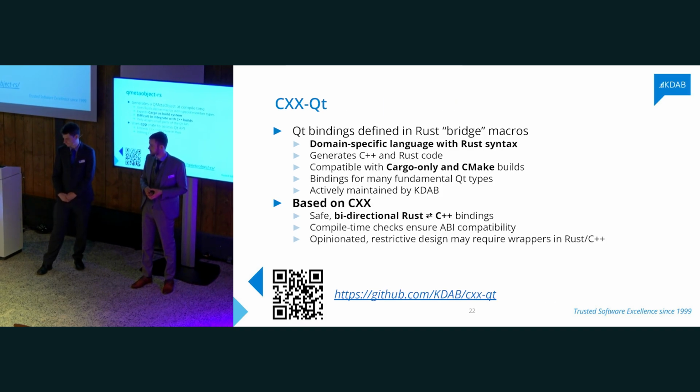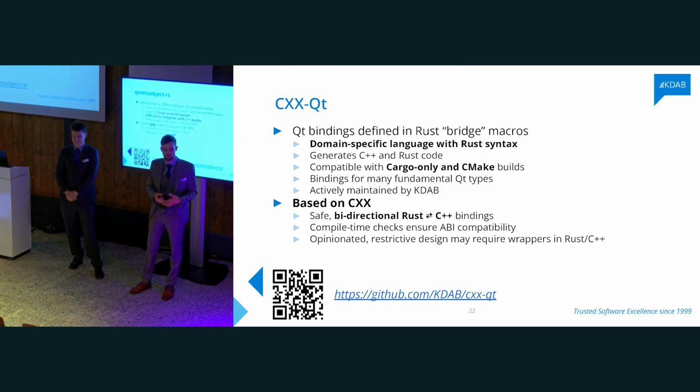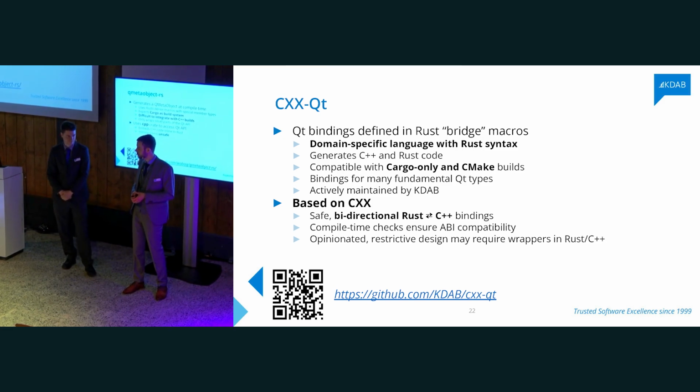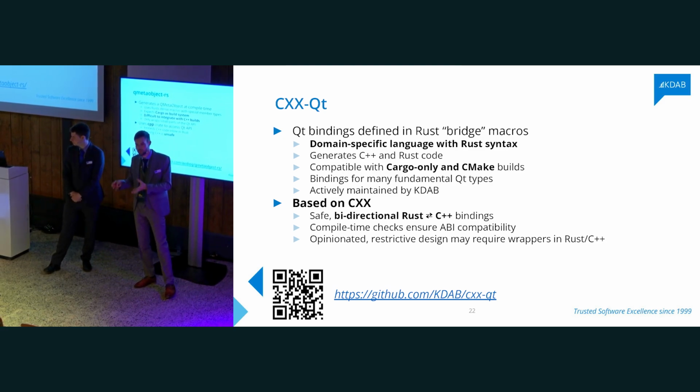Well, there's also QMetaObject.rs, which is yet another approach to the second question of how do we build moc for Rust. And what they really started doing is putting the API inside of Rust.